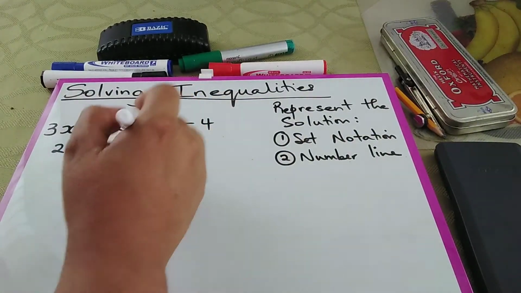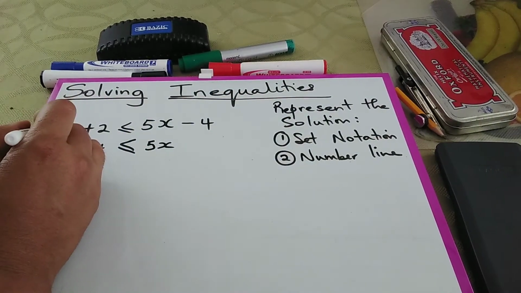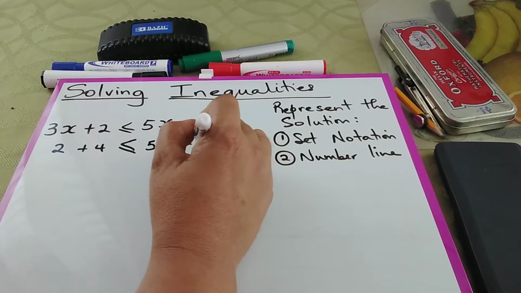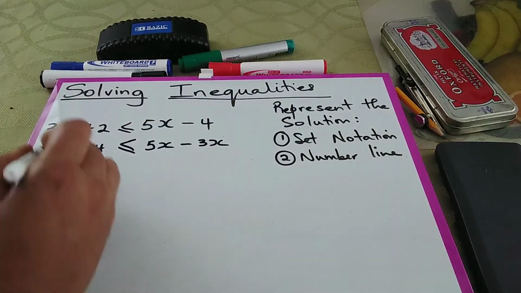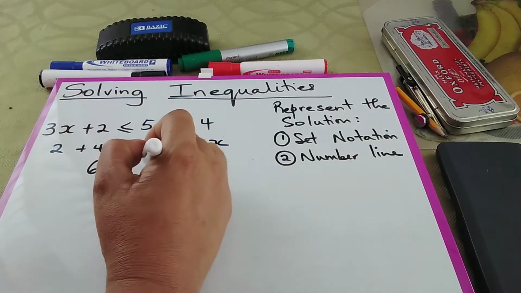5x is already on this side, so we write this down first. Then we carry over the positive 3x and it becomes a negative 3x. 2 plus 4 is 6. 5 minus 3 is 2.